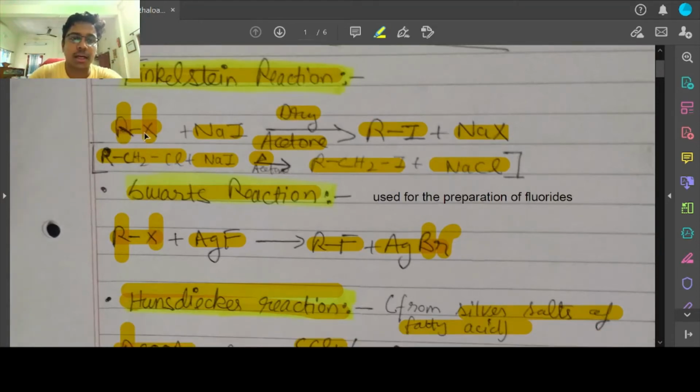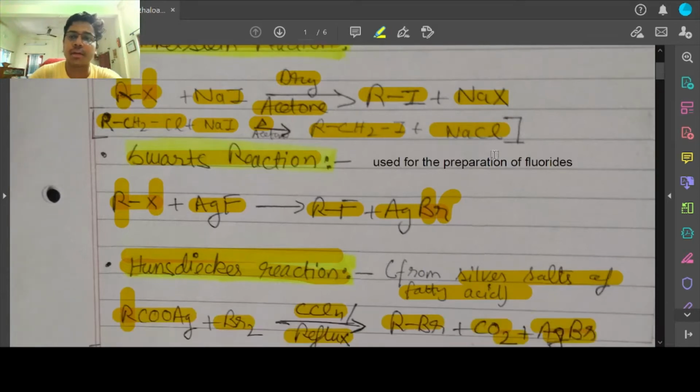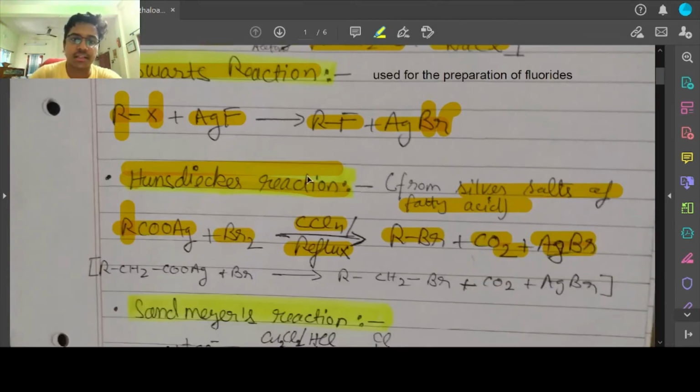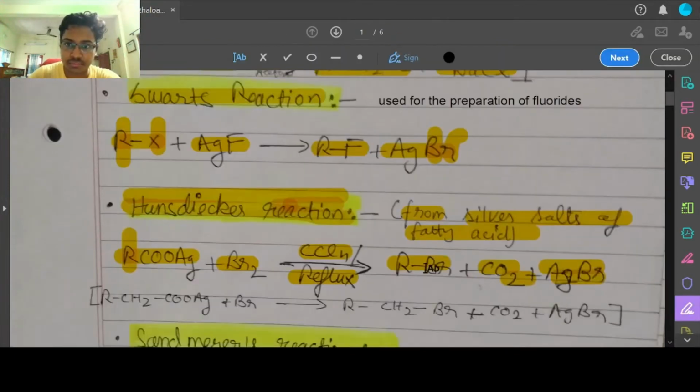If we put RBr, we can obtain NaBr, but we can also form a bromide here. This method, the Hunsdiecker reaction, is always used for the preparation of bromides from silver salts of fatty acids. In the Hunsdiecker reaction, a silver salt of a fatty acid plus Br2, in the presence of CCl4 and reflux, gives RBr, CO2 and AgBr.